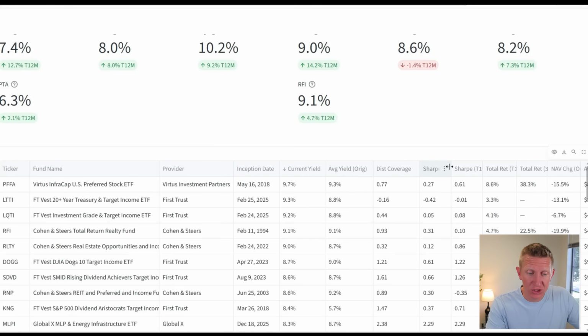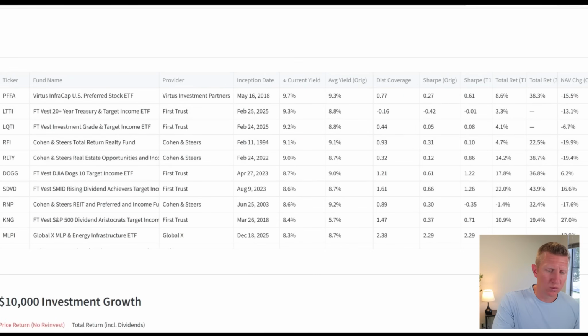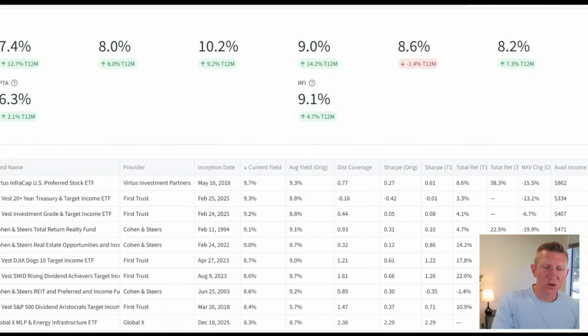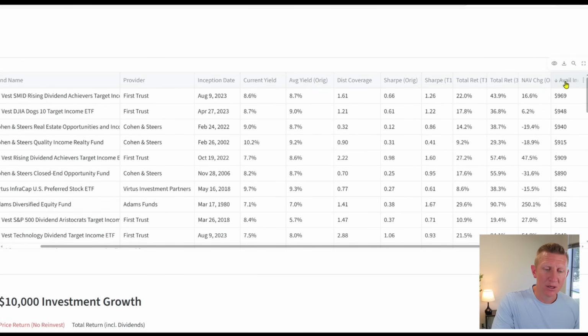We got the Sharpe ratio here, risk adjusted returns right here. We're going to talk more about more than just the Sharpe ratio, but you've got the Sharpe ratio since origination and over the trailing 12 months. You got total returns. You got much more than that, actually. Scroll over here to the right. You've also got available income right here. So this number, available income, what this tells you is after you factor in net asset value erosion, how much income is actually available to you per $10,000 invested.